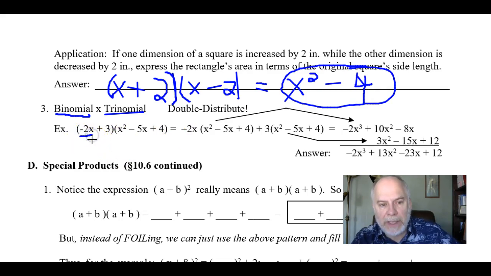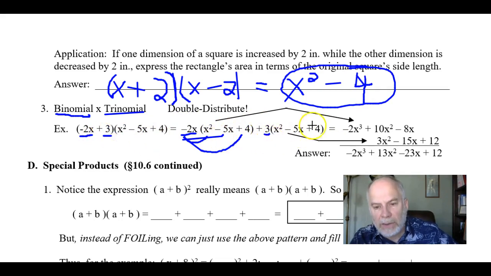So we could take the first term, negative 2x, and we'll distribute it to all 3 terms of the trinomial. And then we'll take the second term, which is 3, and we'll distribute that to all 3 terms of the trinomial. And when you distribute the negative 2x, you get basically this first line. When you multiply the 3 times the trinomial, you get this second line.